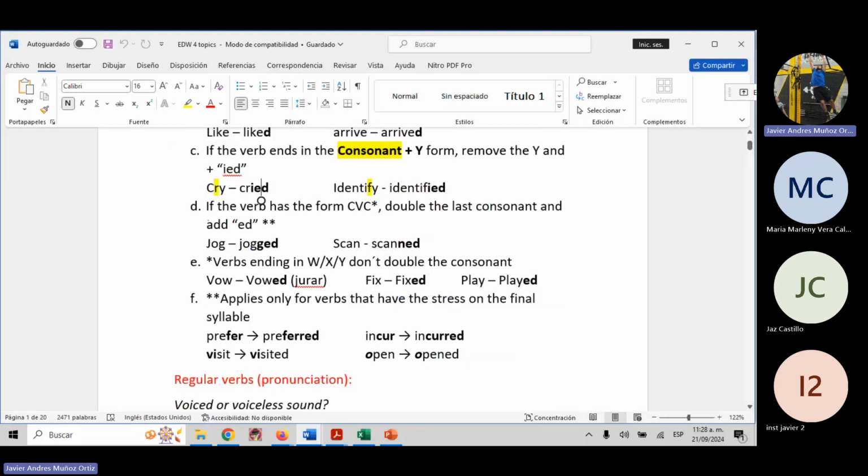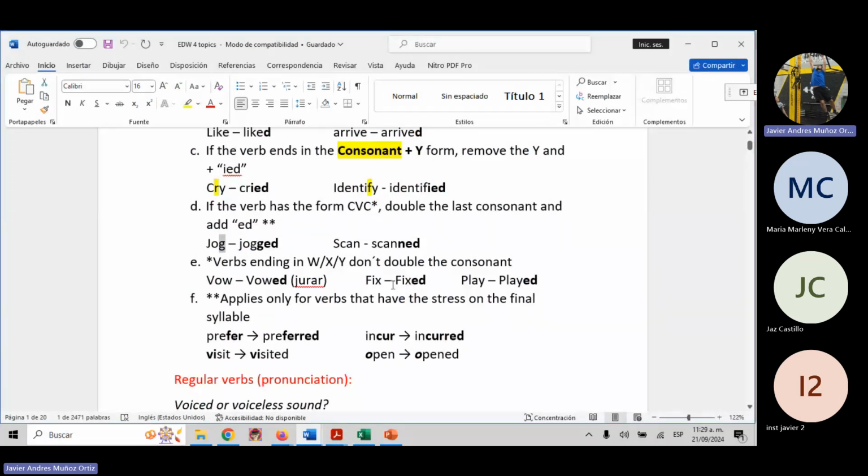So additionally, we said that if our verb ends in consonant, vowel, consonant, but not any kind of verb, only for regular verbs, only regular, then the last consonant is going to be doubled, with some exceptions. For example, jog ends in consonant, vowel, consonant. Therefore, this G is going to be doubled. Jog, jogged, scan, scanned.